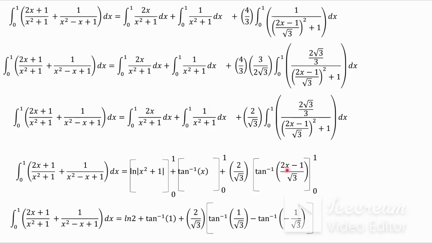If you put 1, everywhere you see x put 1, you are going to obtain tan inverse of 2 times 1, which gives out 2. Then 2 minus 1, we obtain 1. 1 divided by square root of 3. That's why we have it here. Minus tan inverse of 0 times 2 gives us 0. Then 0 minus 1 gives us negative 1. Then divided by square root of 3, we then obtain minus tan inverse of negative 1 divided by square root of 3. This is what we have when we input those boundaries. That is what we have.